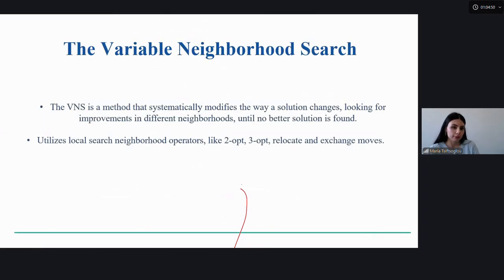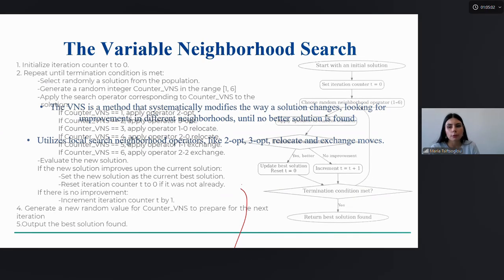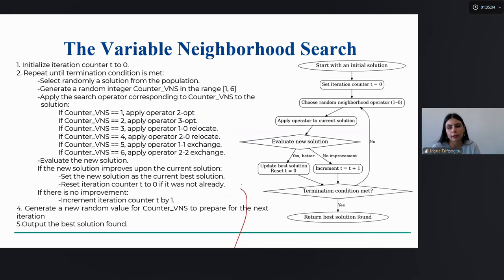Now the VNS is a method that systematically modifies the way the solution changes. It utilizes local search operators like 2-opt, 3-opt, relocate, and exchange moves. We start with a single solution and we set the counter to 0. We choose a random operator from 1 to 6 and we apply this operator to the current solution.